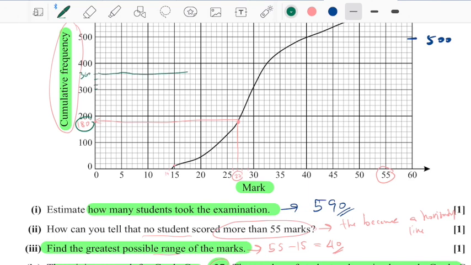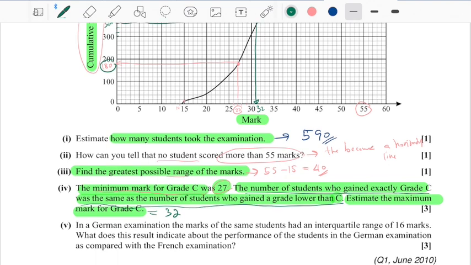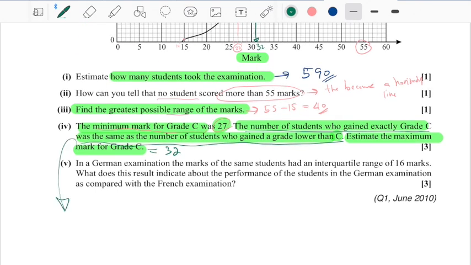Then from here you can see the maximum mark. There you go, 32. So this is the maximum mark with which you can still get a C: 32, right? If I have to write out the range for C, you will get a C if you get anything between 27 and 32. So this is the value they're asking me for.